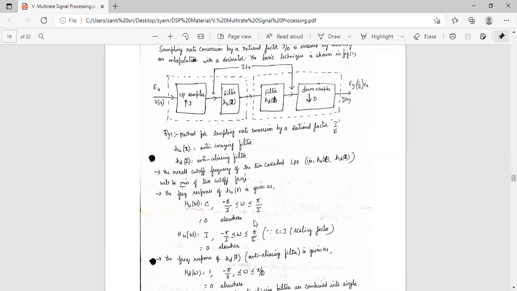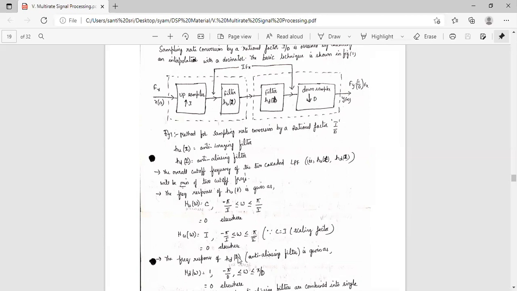The frequency response H_U(omega) of the interpolation filter is obtained by taking its transform. So H_U(omega) equals C for omega from minus pi by I to pi by I, and 0 elsewhere. Here C equals I, the scaling factor, so H_U(omega) equals I from minus pi by I to plus pi by I, or 0 elsewhere. So here C and I are both equal.